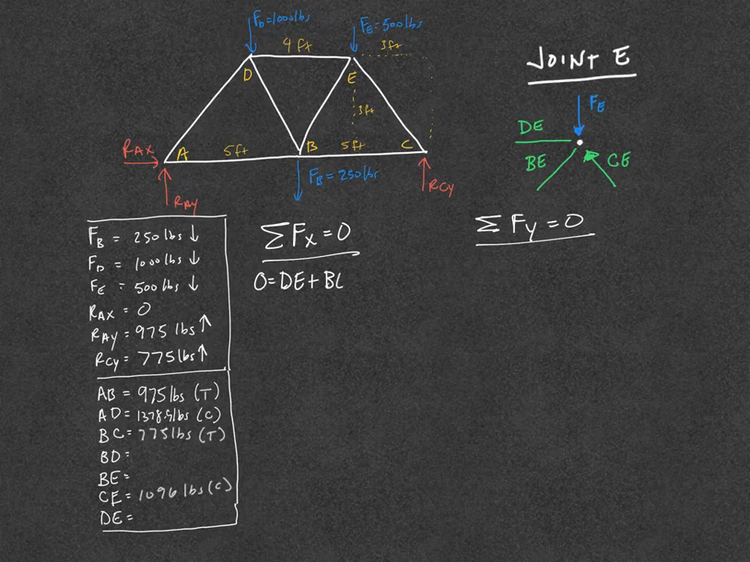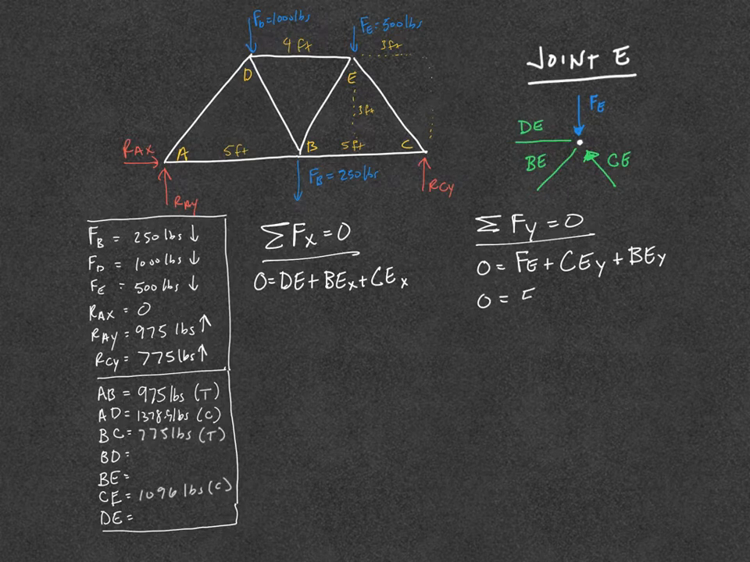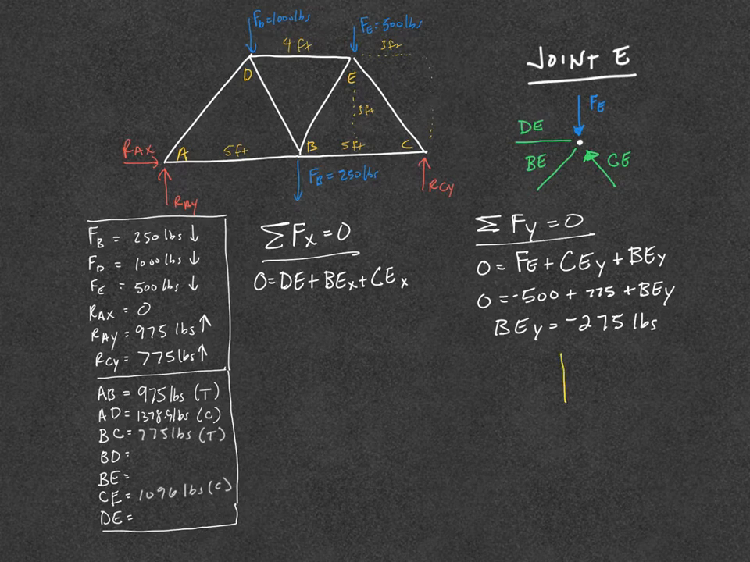So I'm going to solve for my forces in the X, solve for my forces in the Y. I have a number of forces in the X in this one, two component forces for BE and CE. For my forces in the Y, I also have CEY and BEY, so two component forces, but I know one of those. So I'm going to start with Y again. Negative 500 for the external force, positive 775 because CE is going up, up and to the left, which means that BEY is negative 275. It's going down, which means that BE is going to be going down and to the left, and BEX is going to be going to the left.